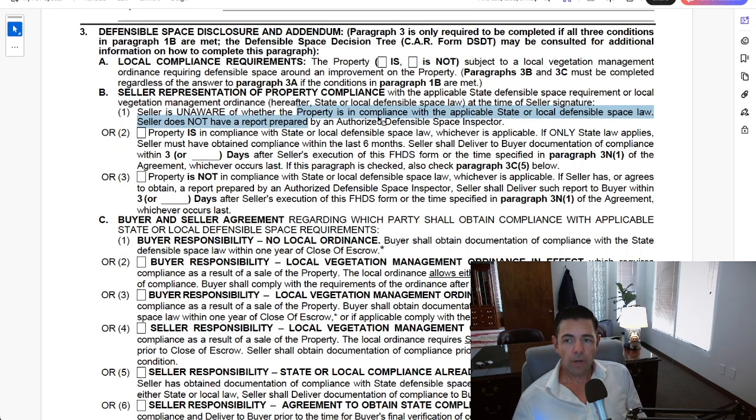Seller's unaware whether property is in compliance. If you don't know, you don't know. I mean, you can't warrant something that you don't know. So don't overthink it. Don't get spooked by this form. You can do nothing in 3B.